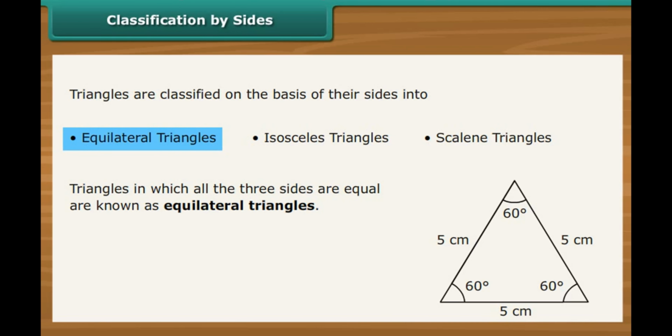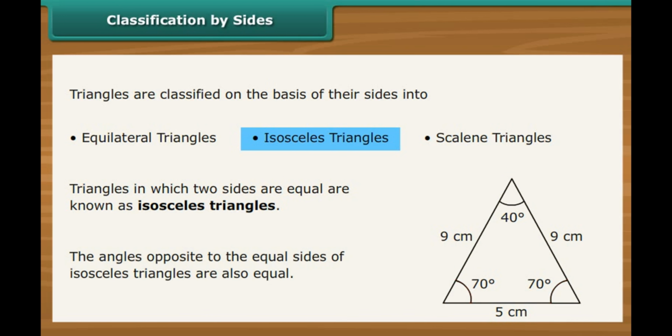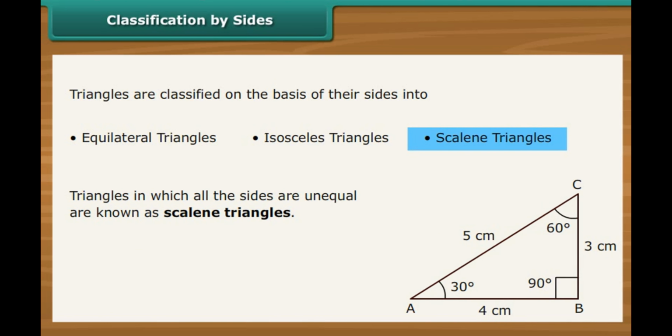Triangles in which all the three sides are equal are known as equilateral triangles. All the angles of equilateral triangles are also equal. Triangles in which two sides are equal are known as isosceles triangles. The angles opposite to the equal sides of isosceles triangles are also equal. Triangles in which all the sides are unequal are known as scalene triangles. All the angles of scalene triangles are unequal.